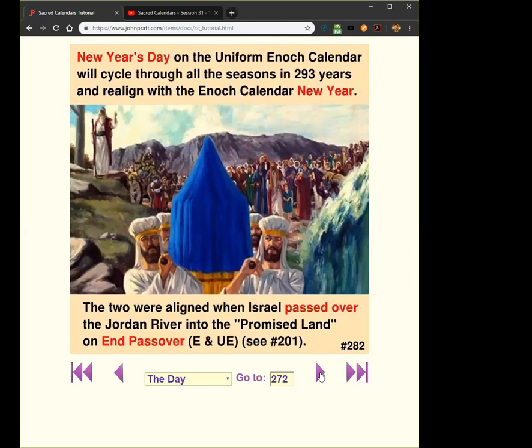All righty. New Year's Day. Now, what we're going to be looking at now is just some usages of, well, not only the uniform Hebrew calendar, but maybe this one is mostly just regular Enoch calendar. New Year's Day on the uniform Enoch cycles through all the seasons in 293 years. Yes, it takes that long to go through all the seasons, to realign with the Enoch calendar new year. So they're usually not in sync.